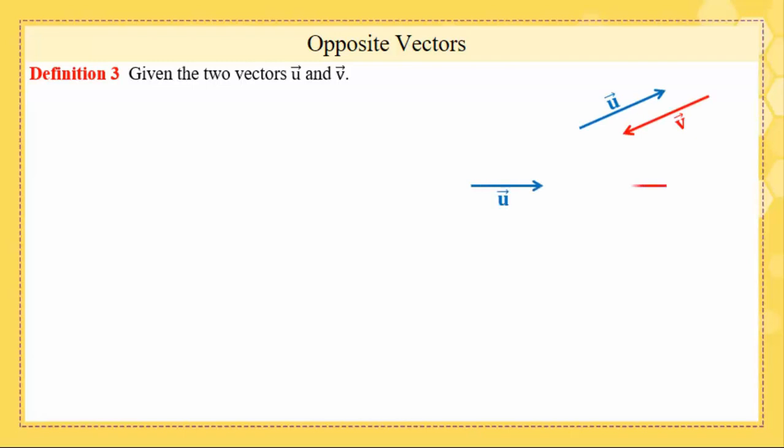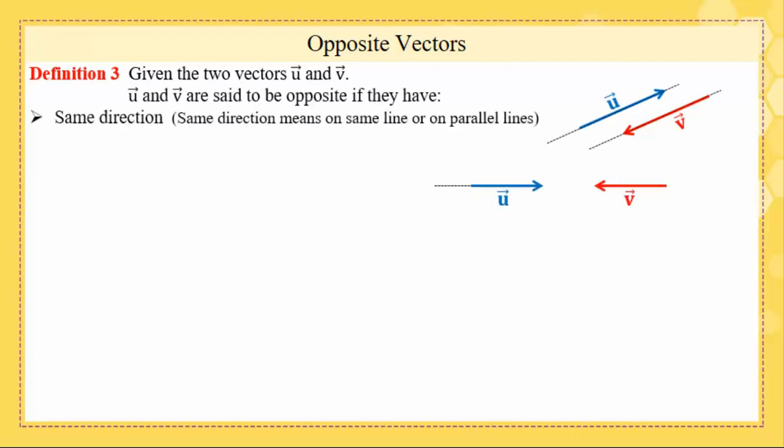Opposite vectors. If we have two vectors U and V, they are said to be opposite if they have the same direction, the same magnitude, but opposite senses. As shown in the figure, vector V and vector U are on the same line here, so they have the same direction. They also have the same magnitude, but they have opposite senses.